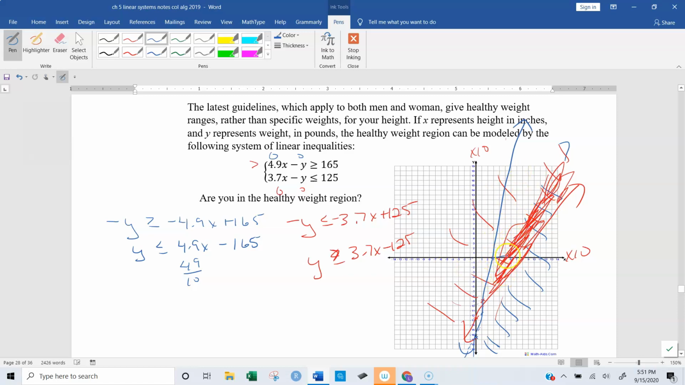Also, if you recognize, you really can't have negative weight. So everything should be here and above. But that's for another conversation.